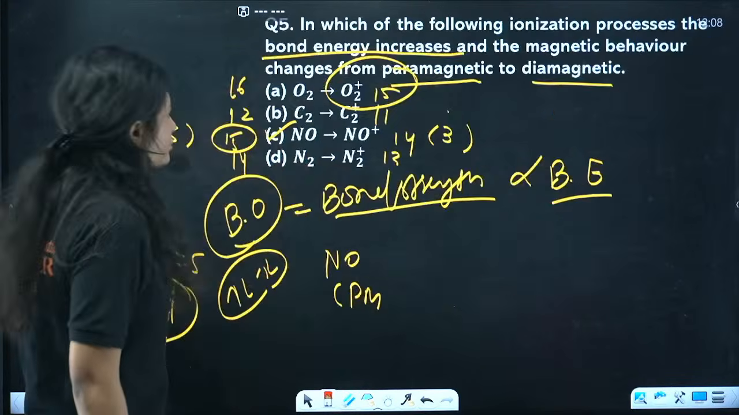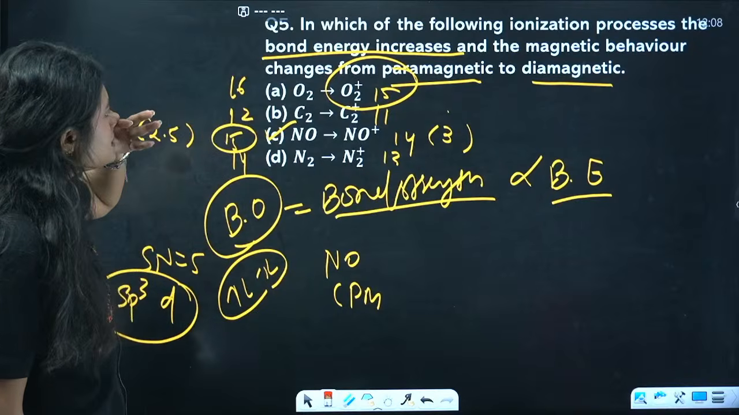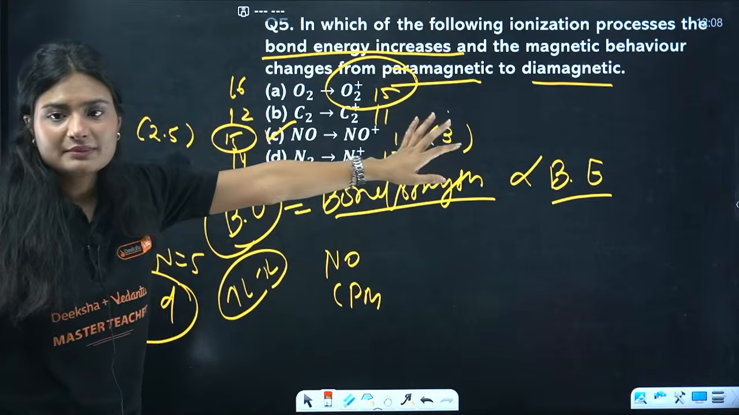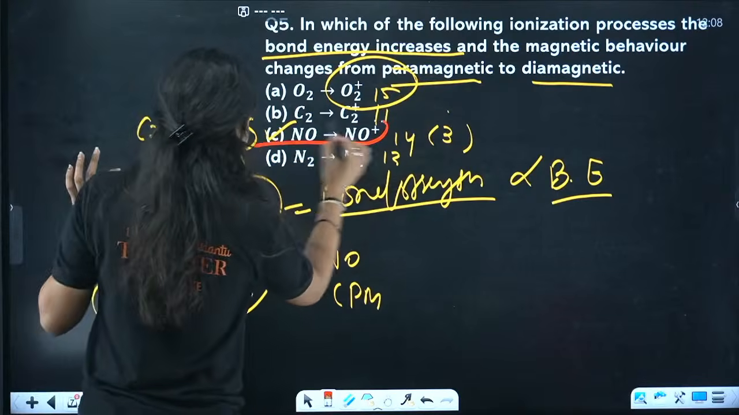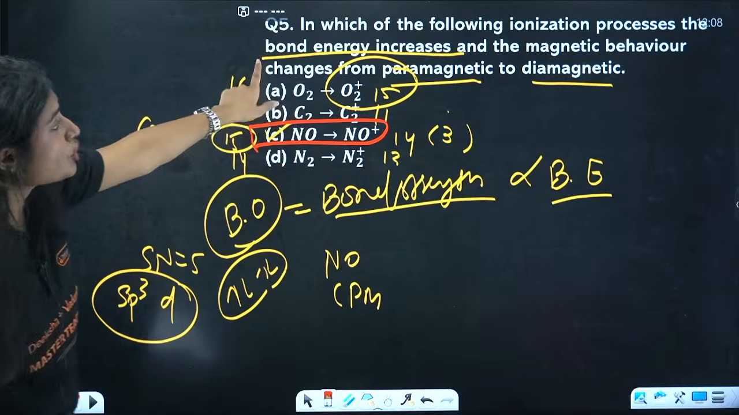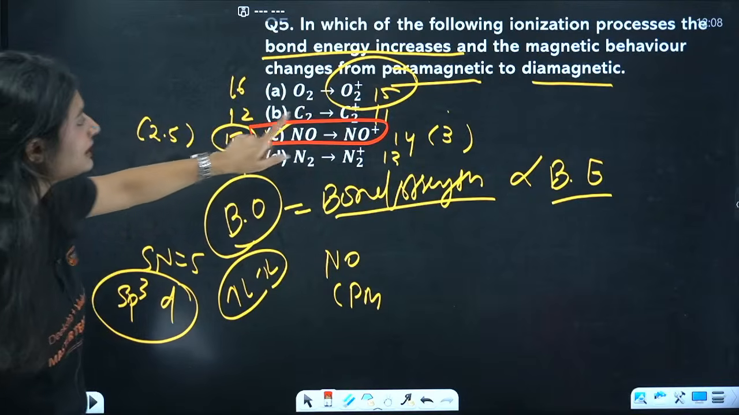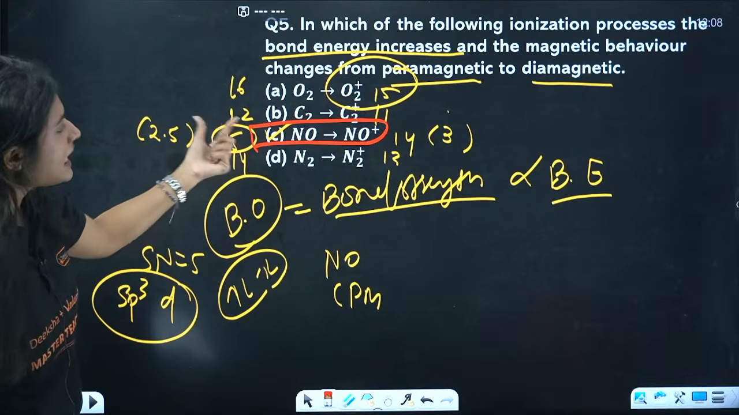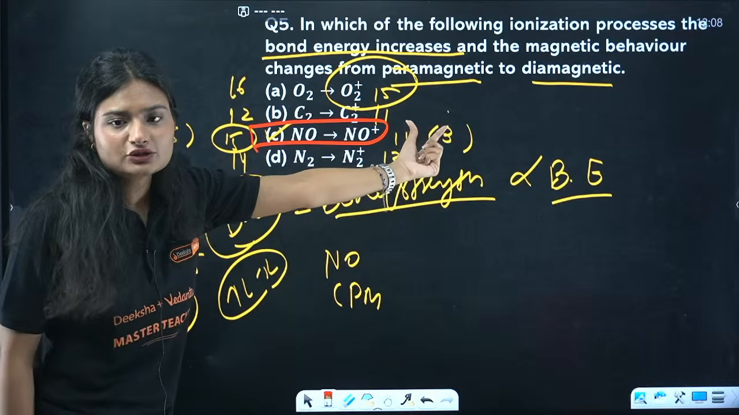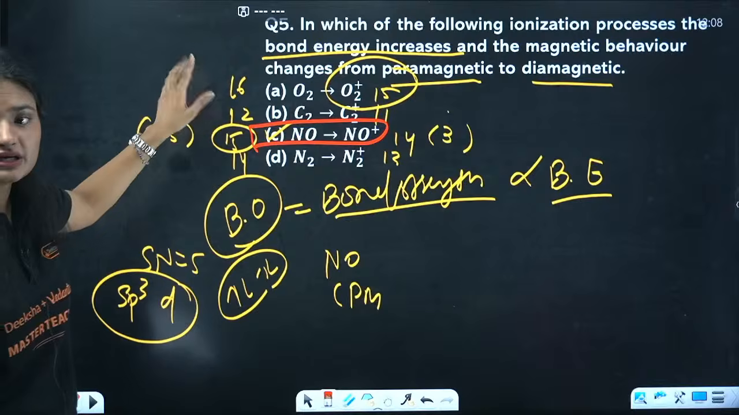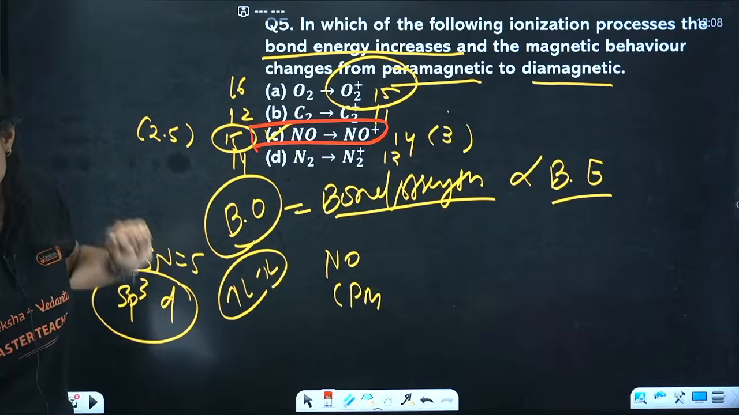Next question, which of the following ionization processes changes from paramagnetic to diamagnetic? It is only one case, this one. When we are talking about paramagnetic to diamagnetic, the bond order is also increasing. Here 15 electrons to 14 electrons: NO with 15 electrons is paramagnetic, and NO+ with 14 electrons is diamagnetic. O2 is also paramagnetic, remember, it's 16 electrons.